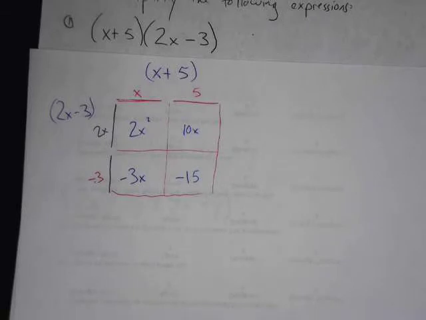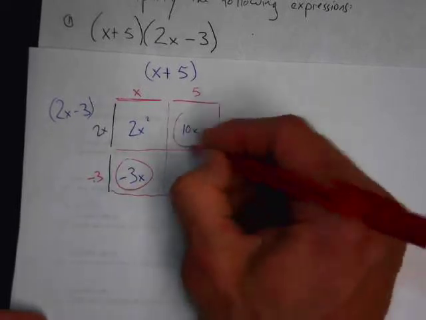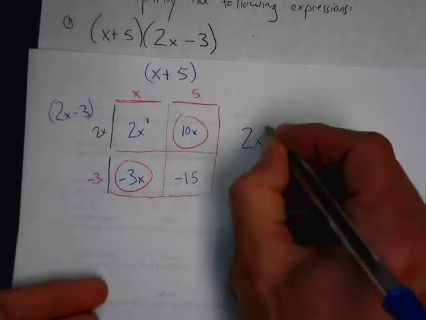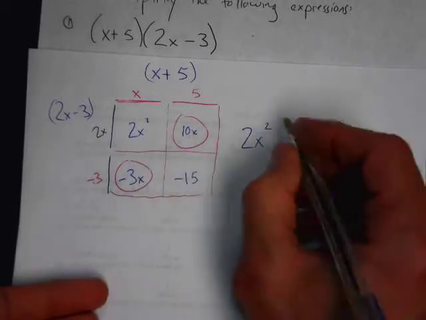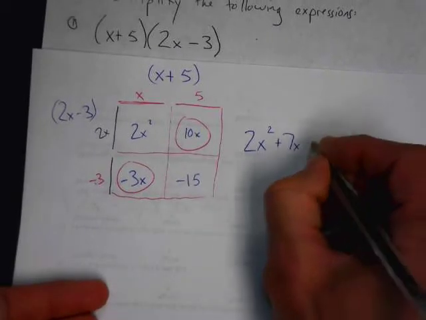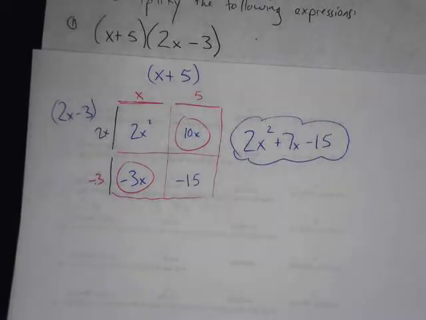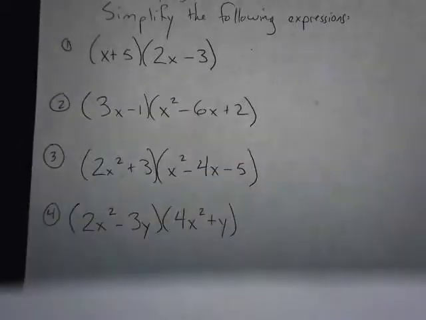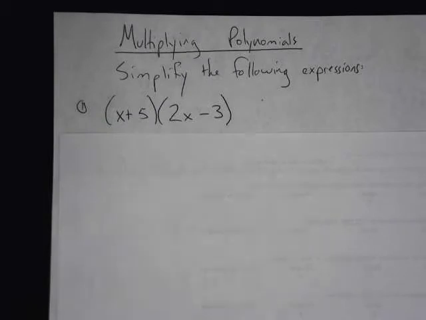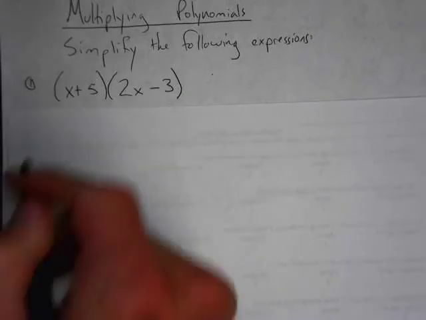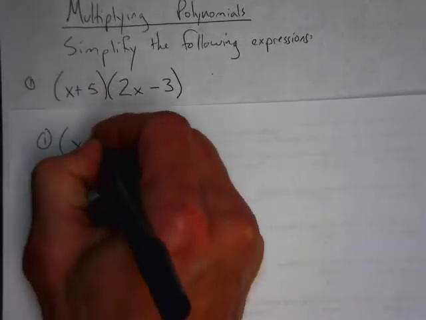All we have to do now is look for anything that has the same units, our like terms. And as you can see, we have x's and x's. So we can completely combine them. So we'd be left with 2x squared, 10x minus 3x is positive 7x, and then our 1's at negative 15. So again, no matter what, 2x squared plus 7x minus 15. That's another way to approach that same principle. Our last approach is going to be the distributive property. Okay, so now we can approach number 1 using the distributive property.